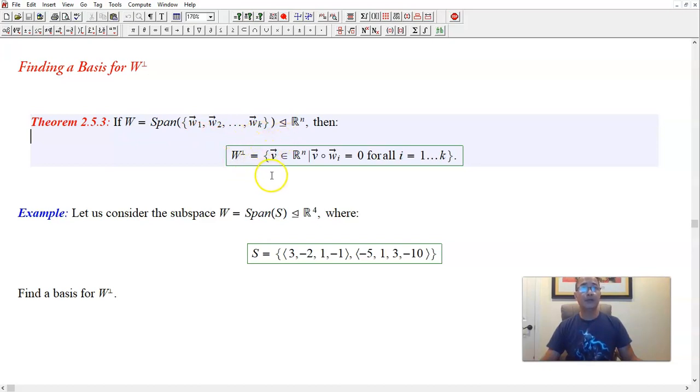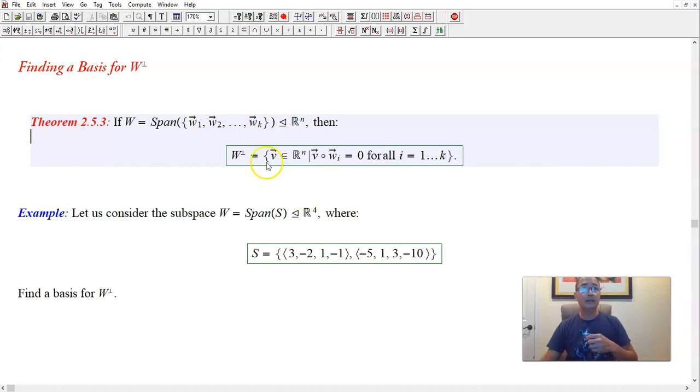W perp is made of all the vectors V in Rn so that V dot with each of these vectors is 0 for all i equal to 1 to k. So this is a big improvement over the definition, because instead of having to check that our vector is orthogonal to all the vectors in our subspace, we only have to check it for a spanning set of vectors for our subspace, in particular for a basis.